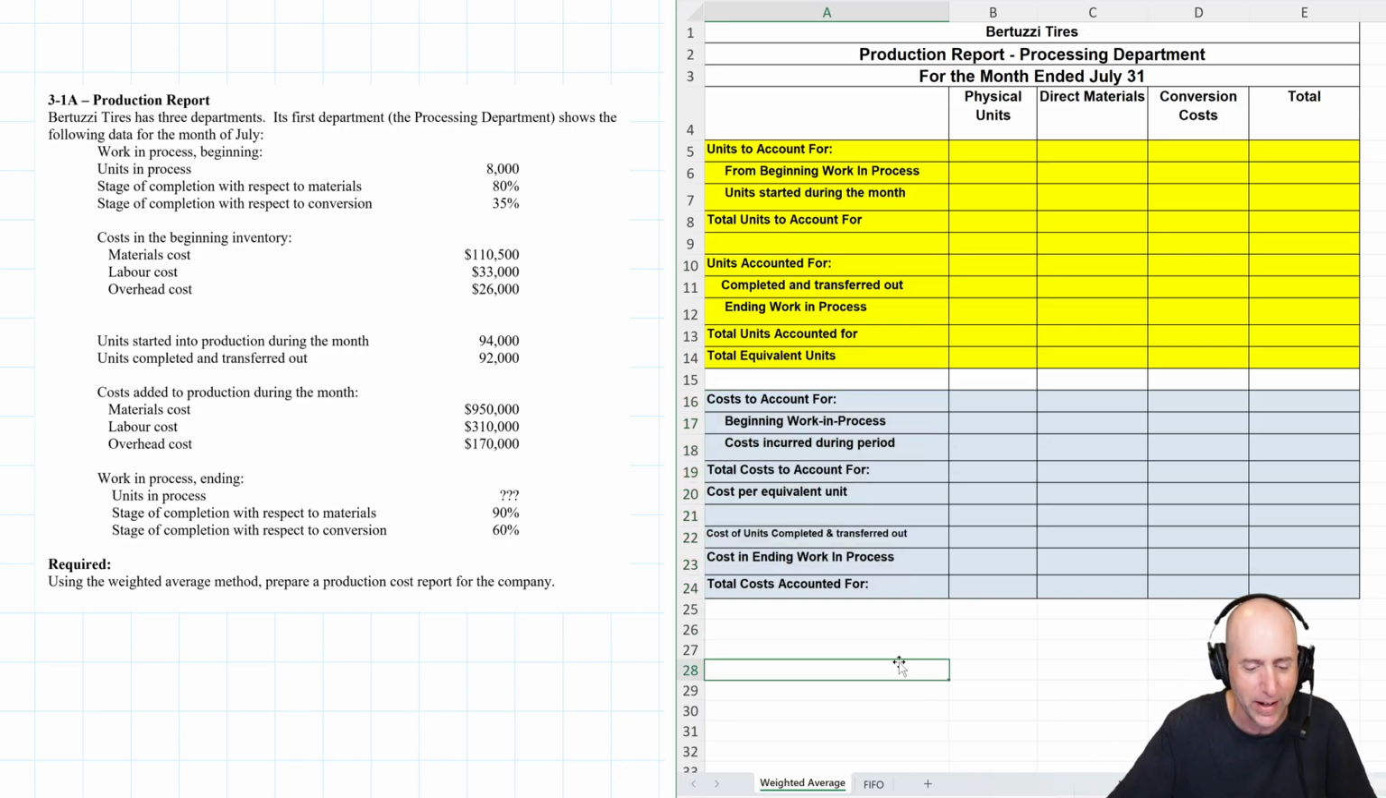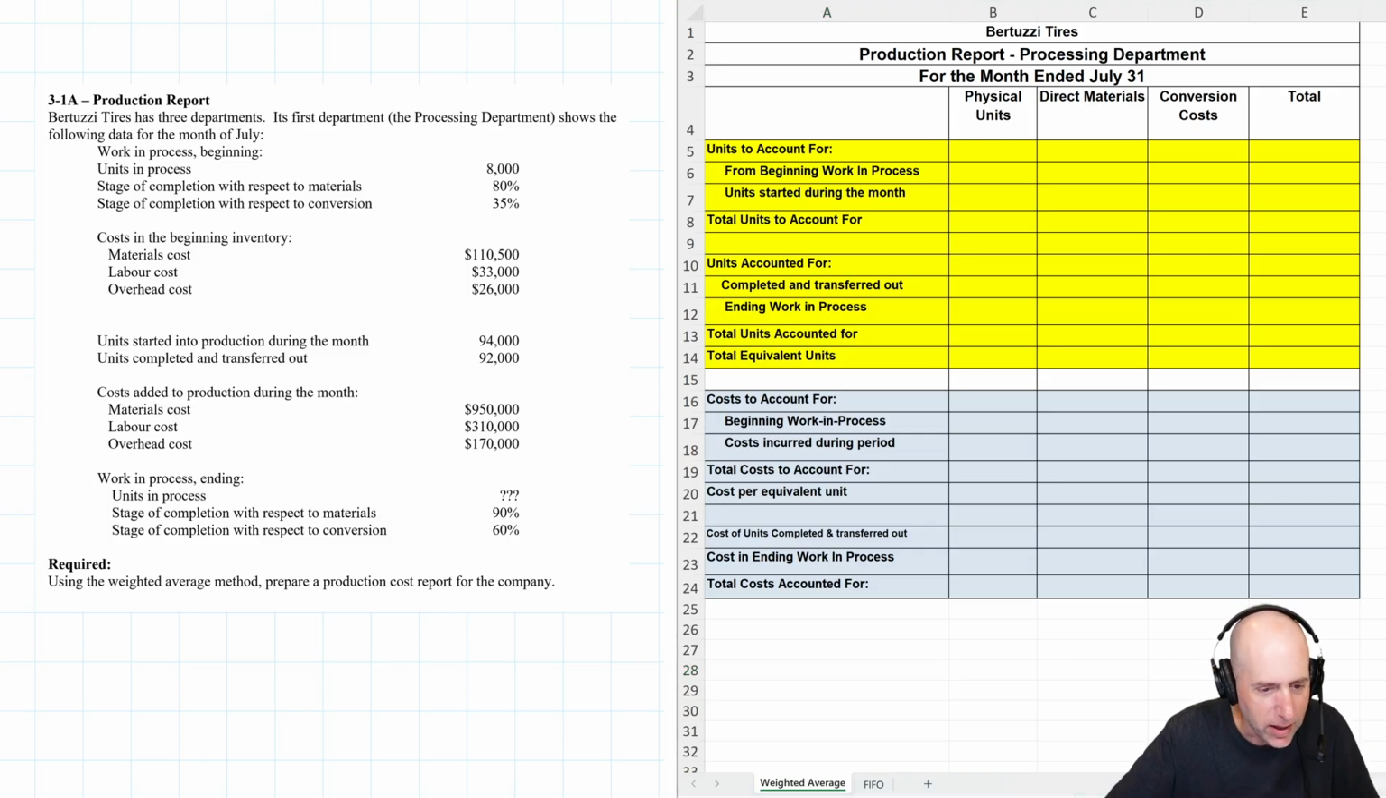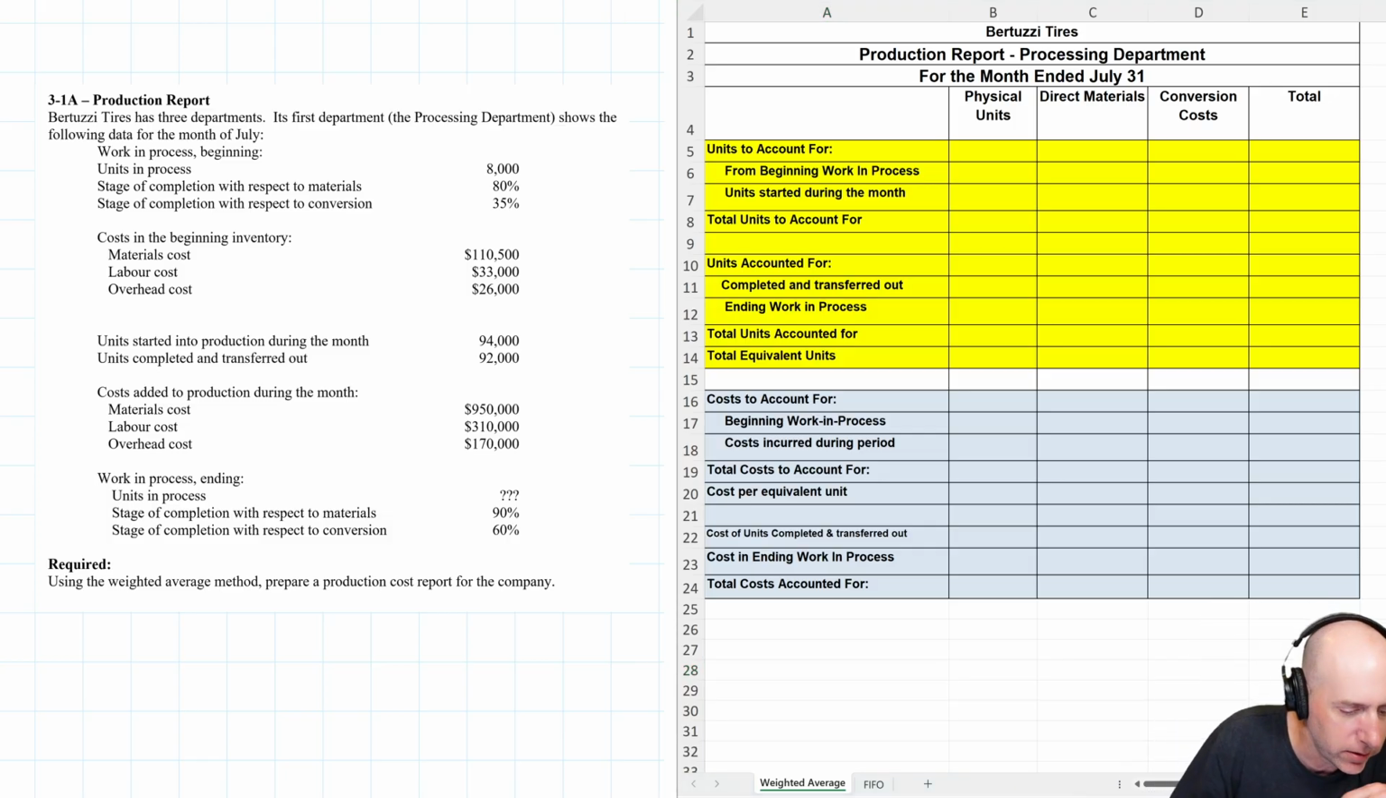That's essentially it. So as I highlight this, I'm going to read through the question. Bertuzzi Tires has three departments. The first department shows the following data for July. Work in process, and it says units in process. So I'll highlight that yellow. That's going to be relevant for the yellow section.